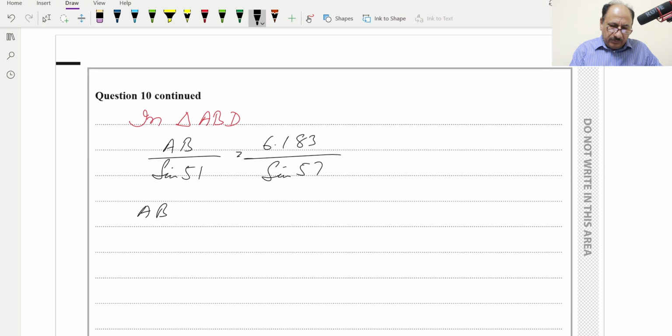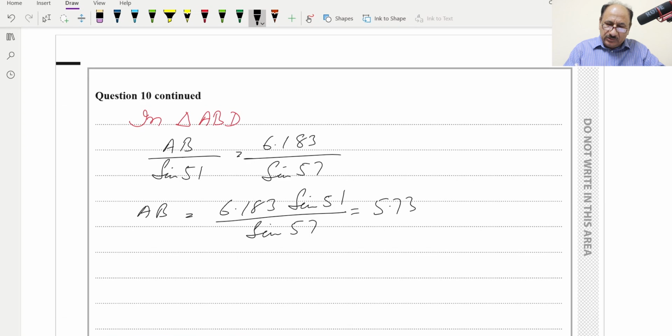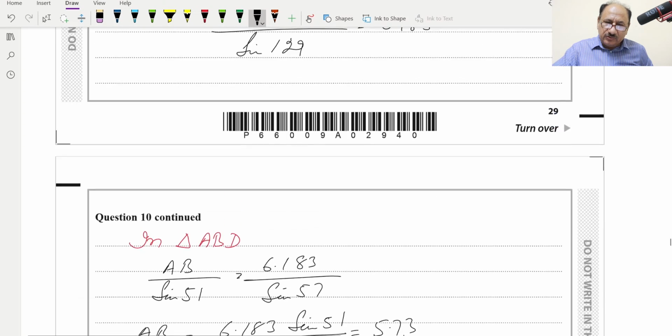So AB will be equal to 6.183 into sine of 51 divided by sine of 57, and this will be equal to 5.73. So now we have all the sides.